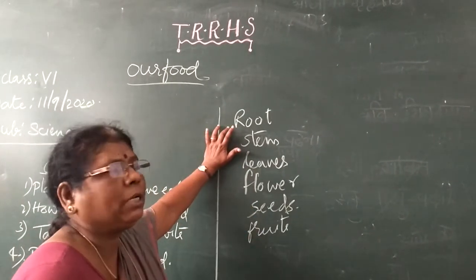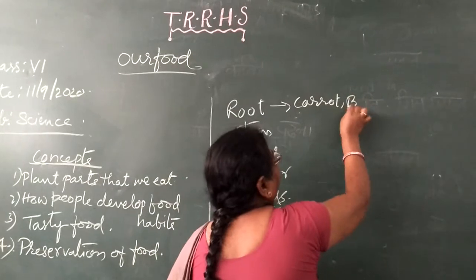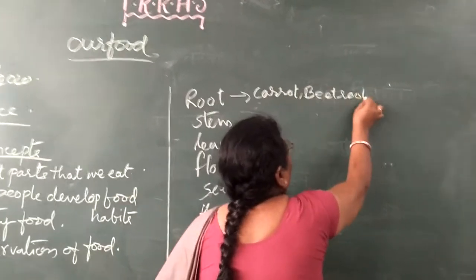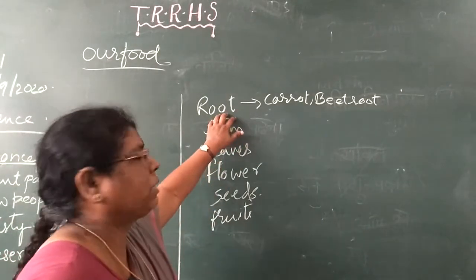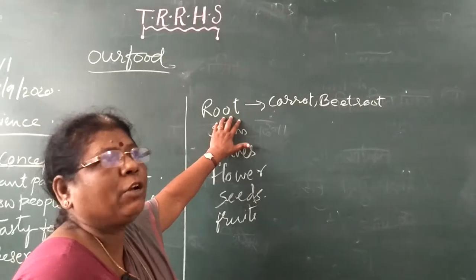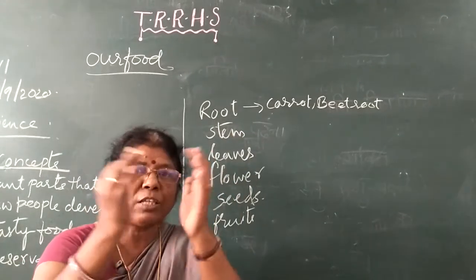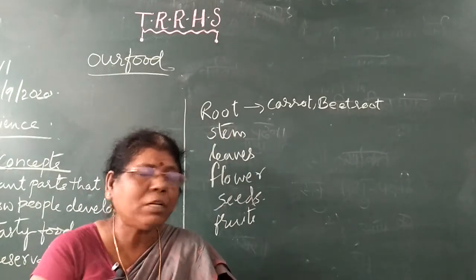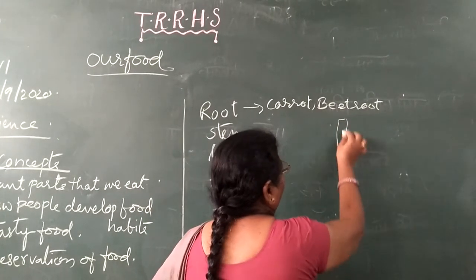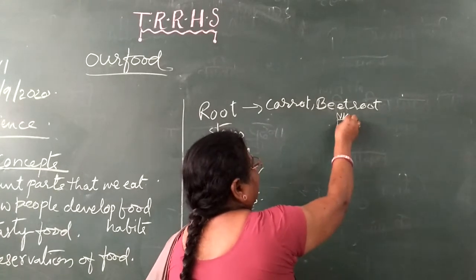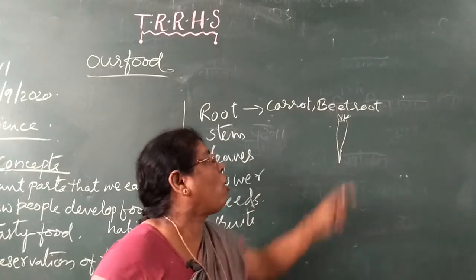So here, examples of root modification: carrot, we eat carrot, beetroot, radish. All these are examples of roots, underground tubers we eat. Why do we eat them? Because see the shape of these root modifications, they bulge out. Why does the shape bulge out? Because extra food is stored in these roots. That's why the shape will be bulged out.